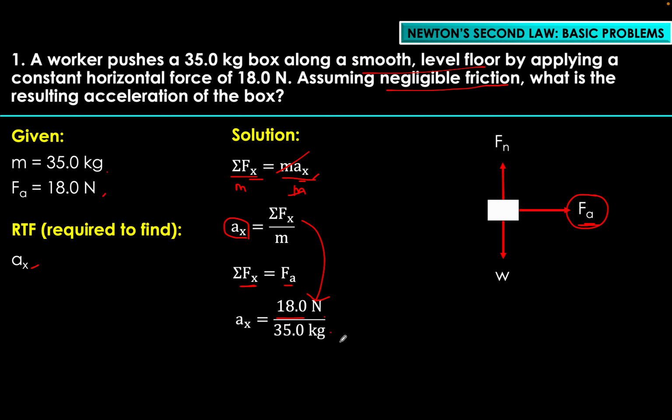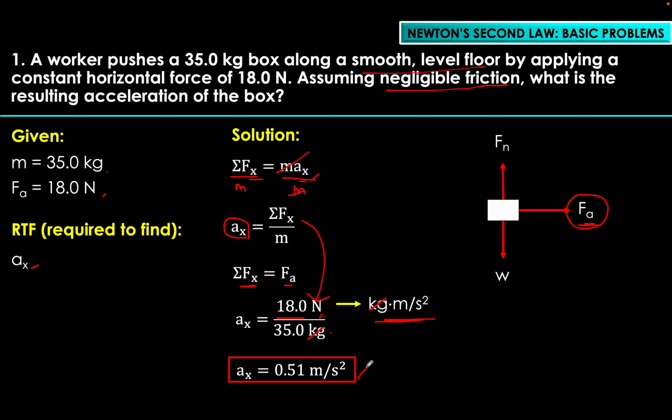Now you might be wondering, Miss, how are these units gonna be playing out? So remember that 1 newton or a newton is equivalent to kilogram meters per second squared. So newton is just a special name for this specific derived unit, just to give honor to Isaac Newton. And then if you look at that, you can actually cancel kilograms and you will be left with meters per second squared as your unit for the final answer. So the final answer is 0.51 meters per second squared.